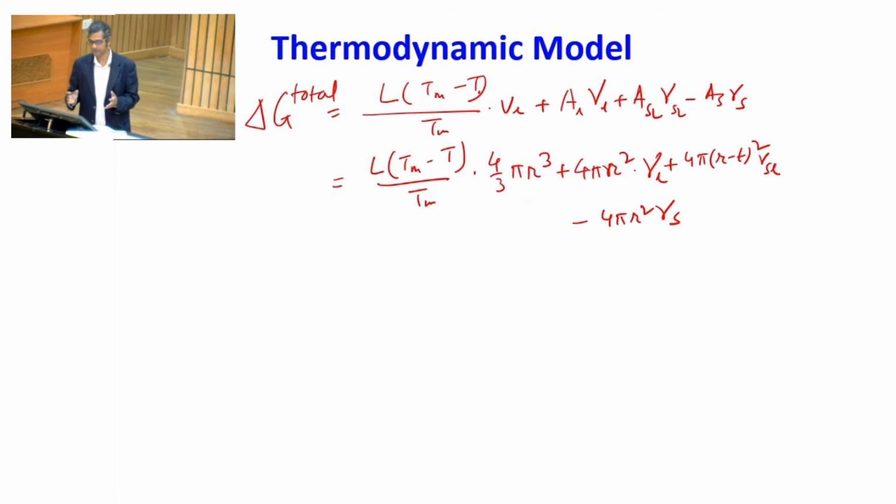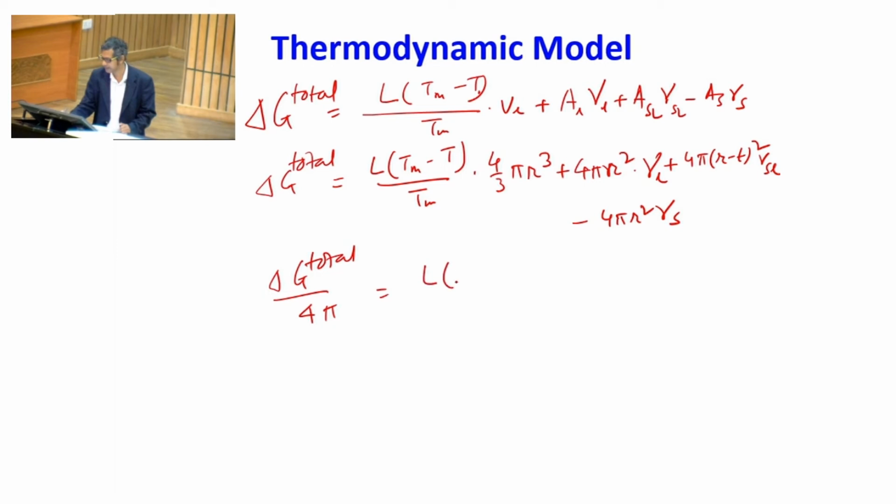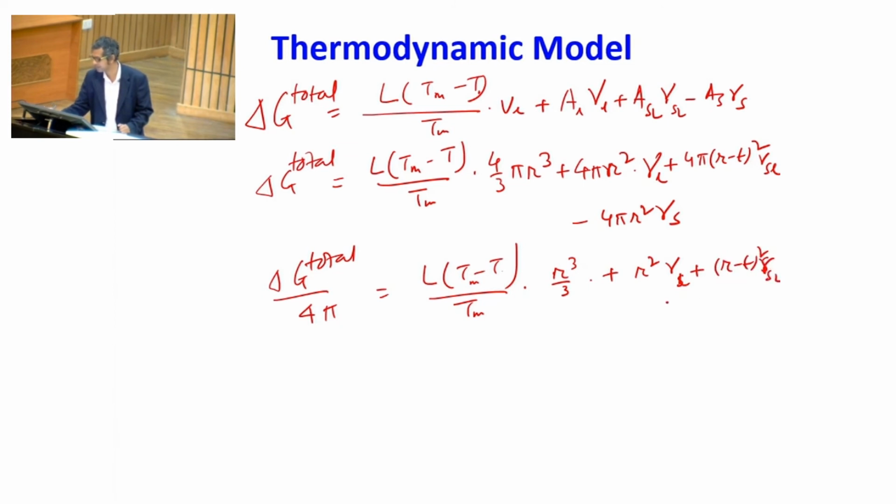Okay, you understood, right? You clearly see 4 pi can easily be taken out from that. Delta G total by 4 pi becomes L (Tm minus T) by Tm, r cube by 3, plus r square gamma SL plus (r minus t) square gamma SL minus r square into gamma S. Am I clear? So now what do we do?